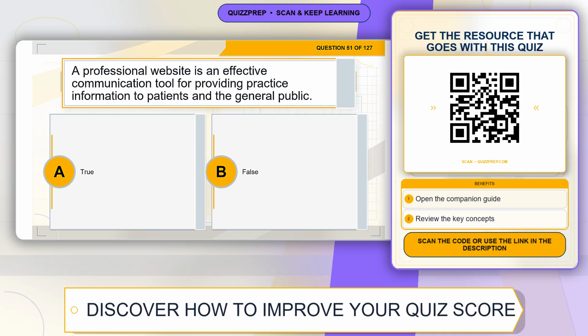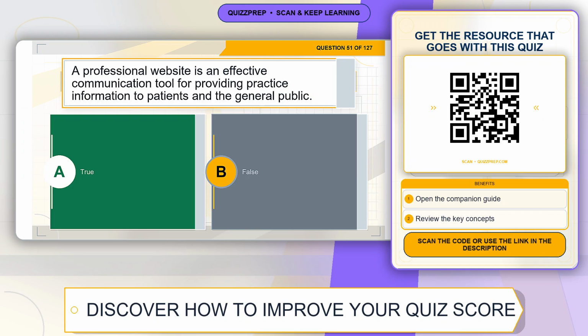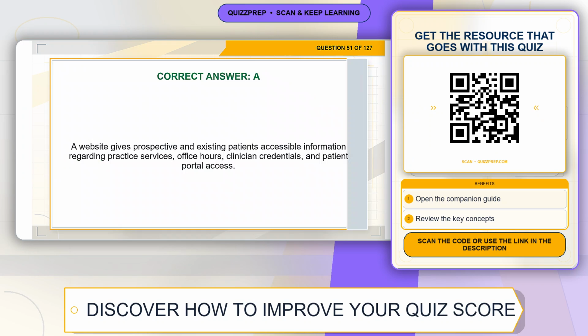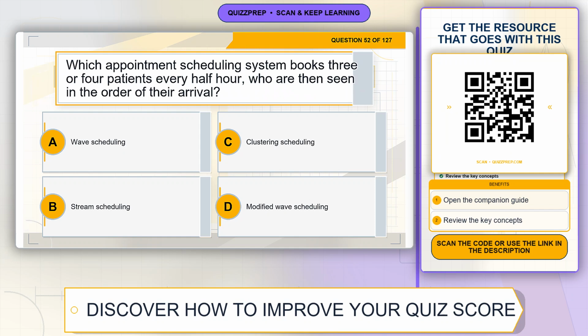Question 51. A professional website is an effective communication tool for providing practice information to patients and the general public. Option A, true. Option B, false. The correct answer is option A, true. Explanation. A website gives prospective and existing patients accessible information regarding practice services, office hours, clinician credentials, and patient portal access.